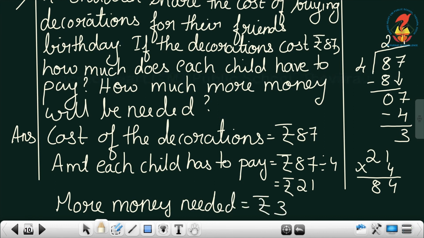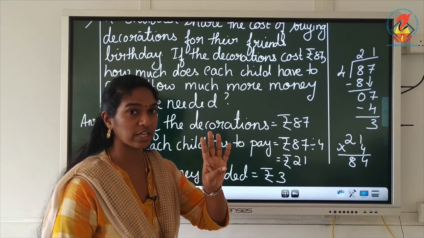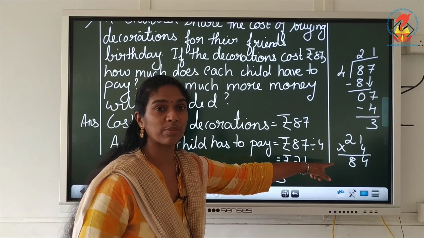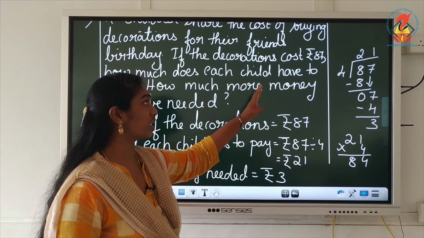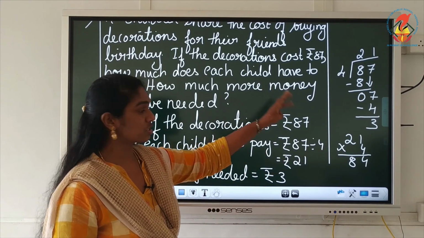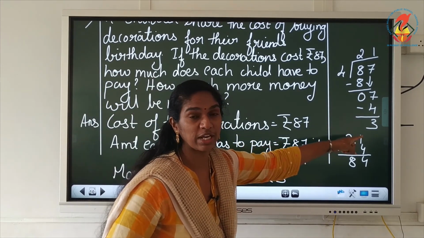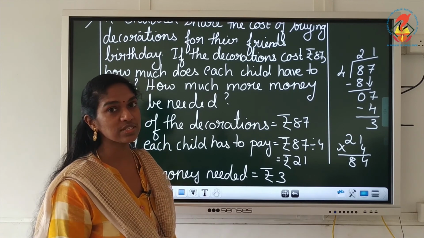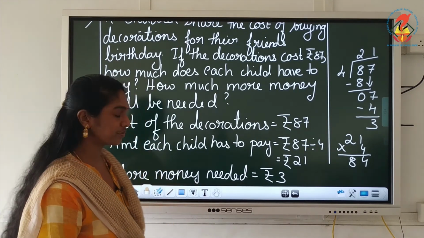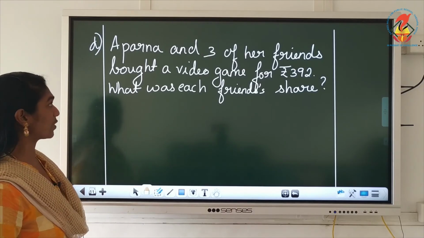Each child is paying 21 rupees. Like that 4 children are there. So 4 children altogether it will become only 84 rupees. So they need 3 more rupees to buy the decorations. So that is there in that answer. In the remainder you can see 3 is coming. So the more money needed is rupees 3. Understood, children? Now this is the last question.